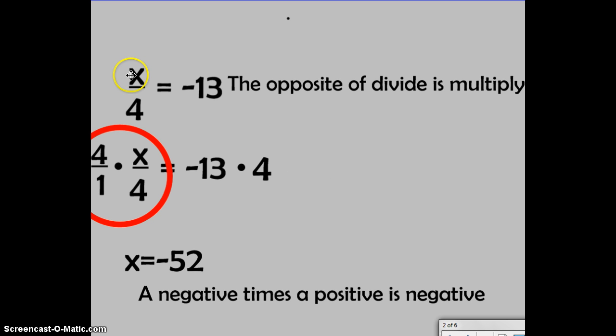If I have x divided by 4 equals negative 13, I have to remind myself that the opposite of dividing is to multiply. Since I am dividing by 4, I will multiply by 4 on both sides of my equal sign. The left side simplifies to simply an x. The right side is going to be negative 13 times a positive 4 gives me a negative 52. Remember that a negative times a positive is a negative.